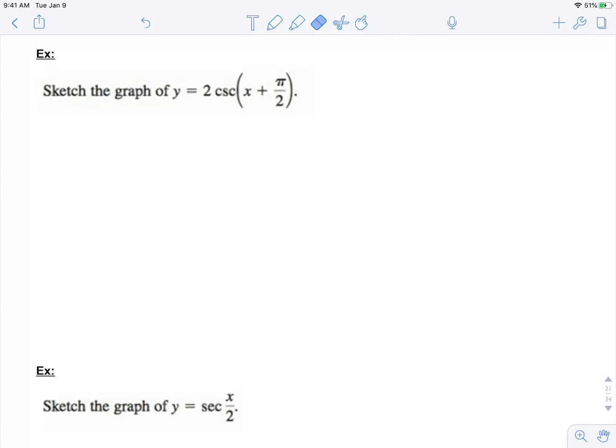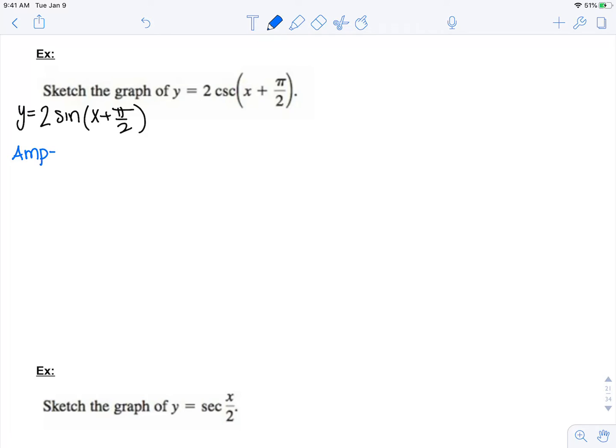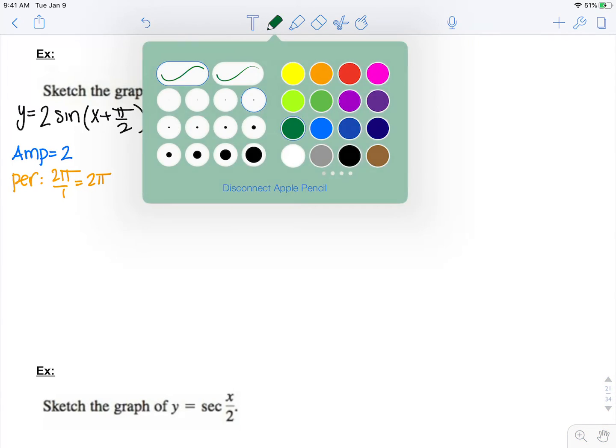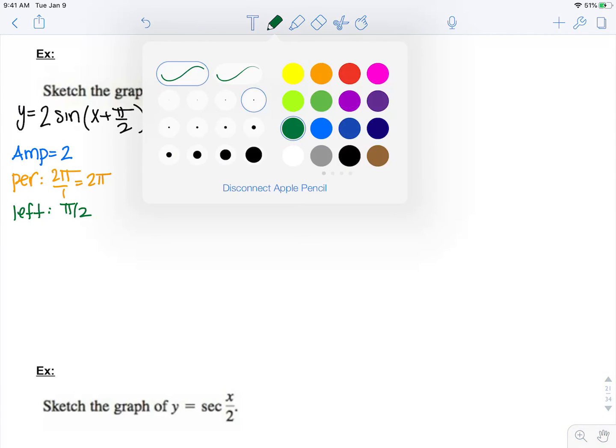All right, here we're trying to sketch a cosecant graph, but remember that cosecant graph is connected to sine. So we're going to first graph sine, 2 sine of x plus pi over 2, so we can see what's going on with cosecant. So first, for this sine graph, my amplitude is 2. And I can see my period is 2 pi over 1, which is 2 pi. I also see that it's shifted left, pi over 2.